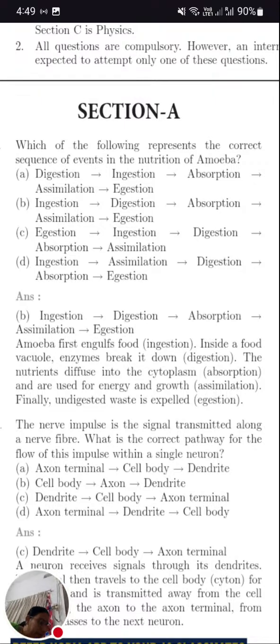Then digestion. Vivek, are you there? I can't see you. Are you there or not? As we started with the science paper, I need your response quickly.